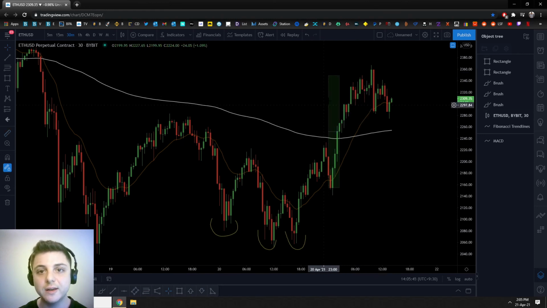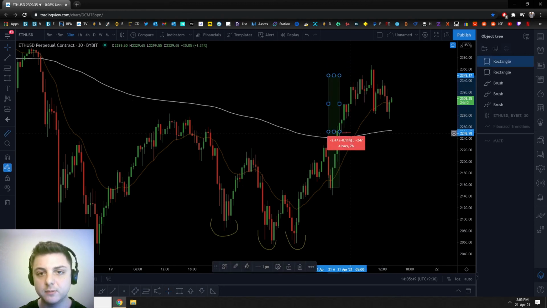So that's why I really like these one-to-one measured moves, because not only can you catch them to the upside and even then catch it, put a short up here and then catch another 1% or 2% there. So I just want to quickly show you that.